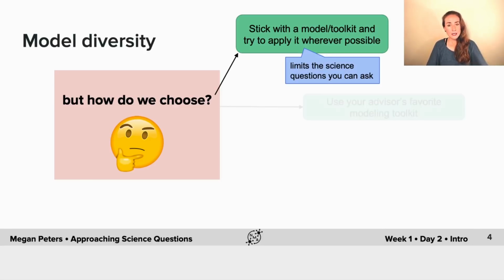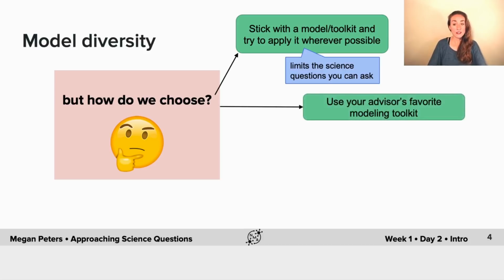So second option then might be to go with, say, my advisor's favorite toolkit. This, of course, has exactly the same problem. You're going to end up limiting yourself. What if the problem I'm studying really just isn't compatible with optimal control theory? What if I want to study spike trains and information theory? I'm going to have a really hard time fitting that square peg into the round hole.